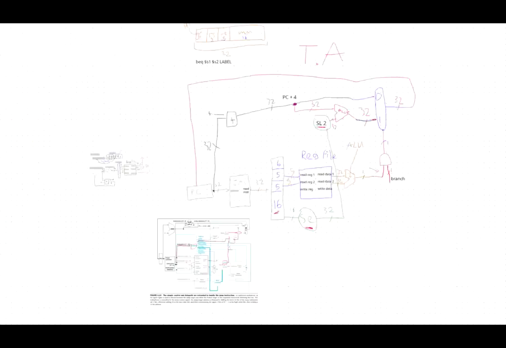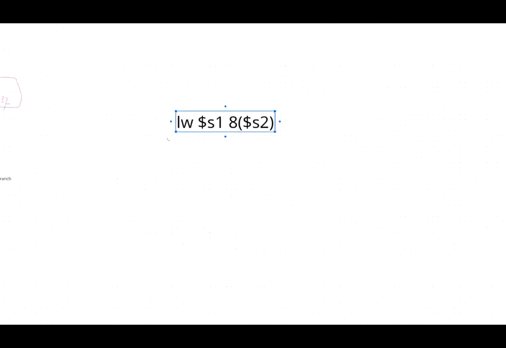So let's do load. LW is for load word. Word, just think of it like a piece of data. Wait, I'm forgetting the format. Let's say S1, and then we have an offset, and then we have another register S2, something like this, right? Right, Georgios? Yeah, yeah.